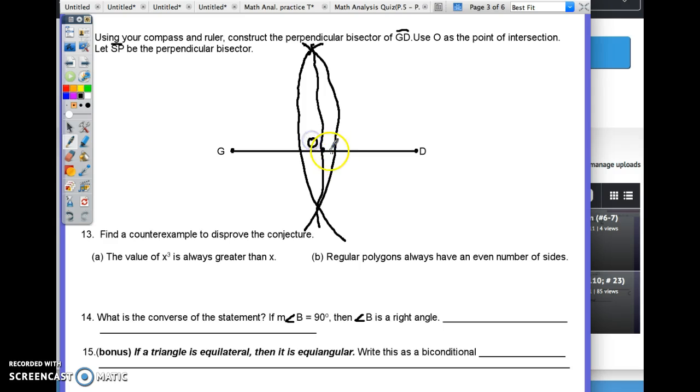with the supposed midpoint at O, and your segment SP should be your perpendicular bisector, and if you measure the distance from O to D, it should be the same as from O to G. In addition, if you measure this angle here, angle SOD, it should be 90 degrees. Okay? So that will give you the construction of the perpendicular bisector.